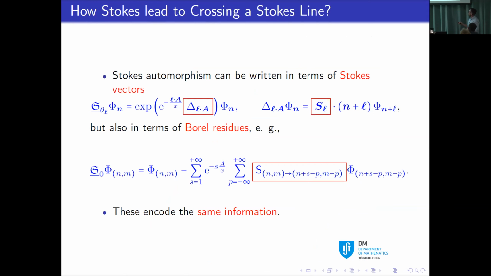So in here, of course, you can see them. This is the Stokes automorphism. This is a Stokes automorphism. This is a special case just for readability. And here we have either the Stokes or the Borel residues. But again, Max also showed how to go from one to the other. So in practice, we don't really care which one we choose.